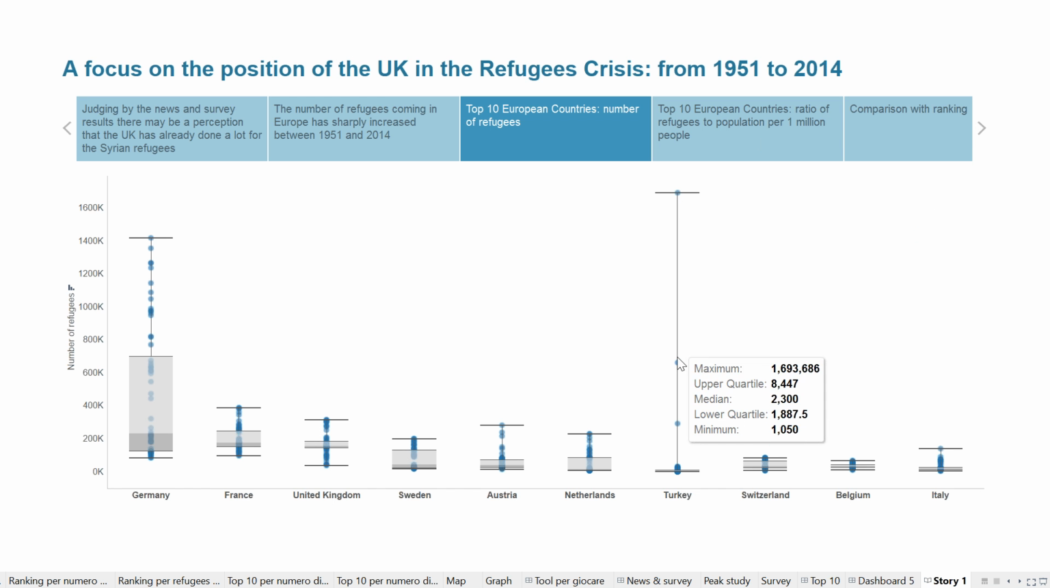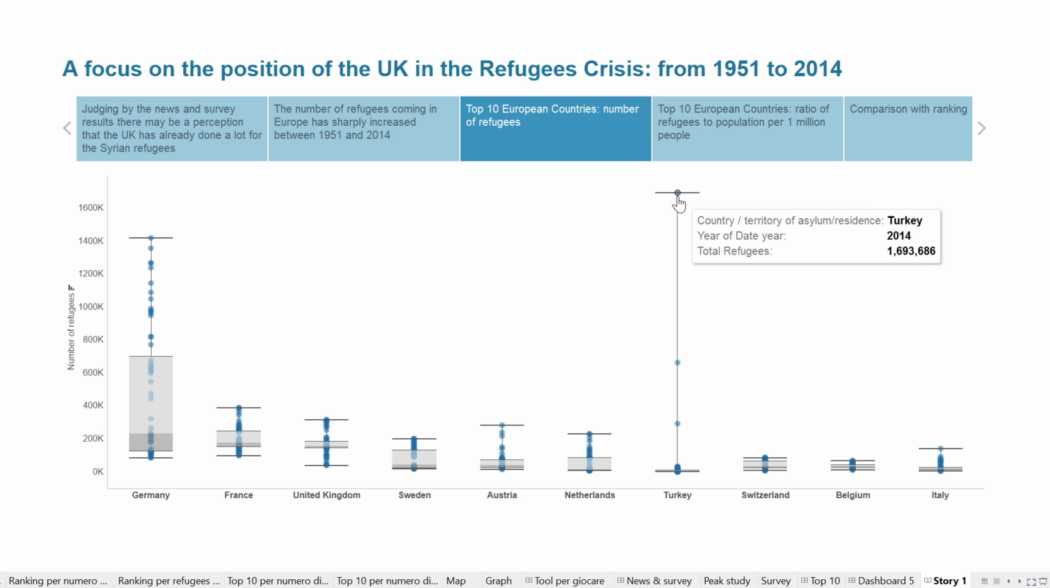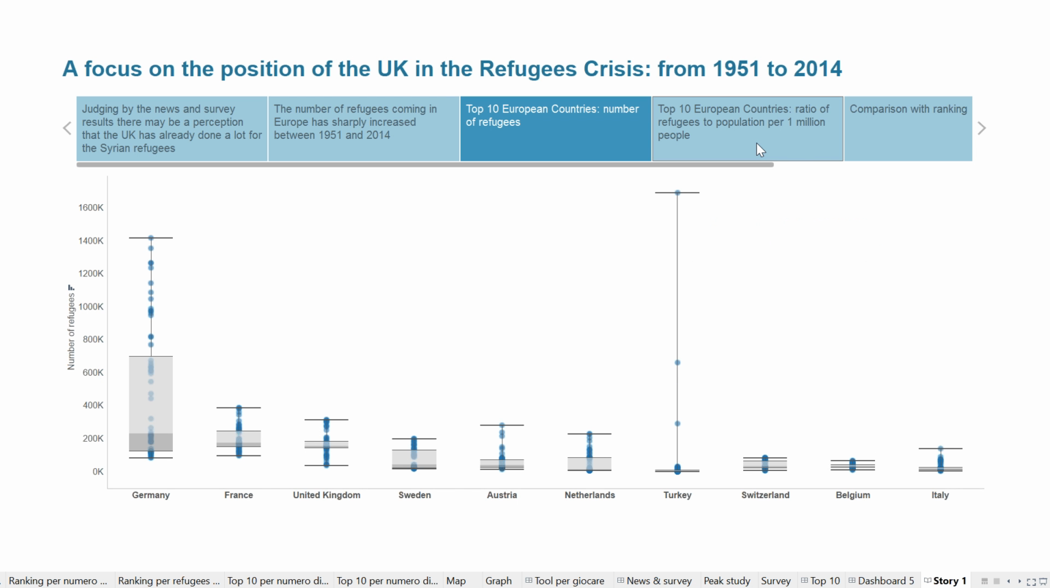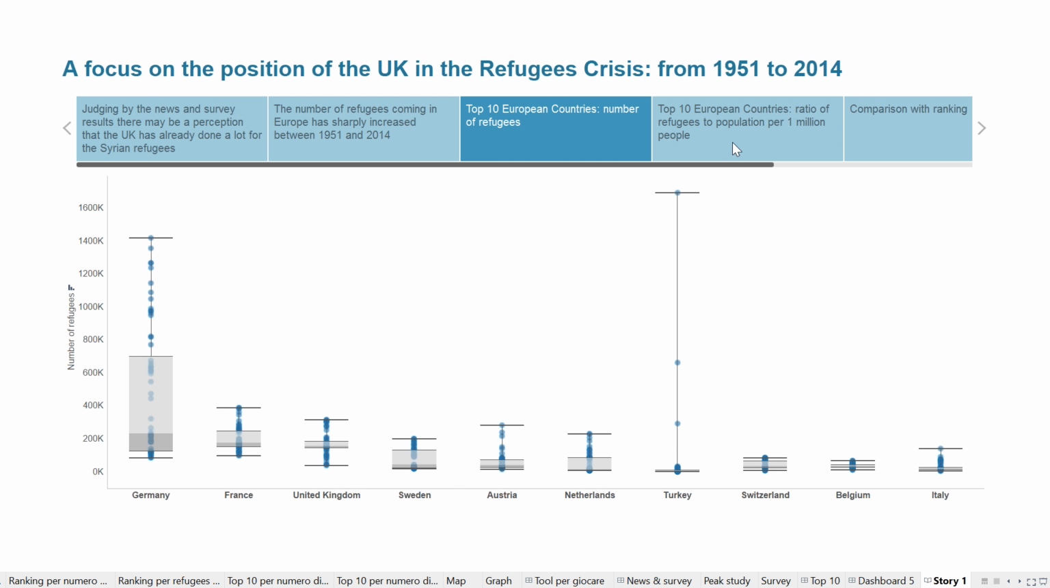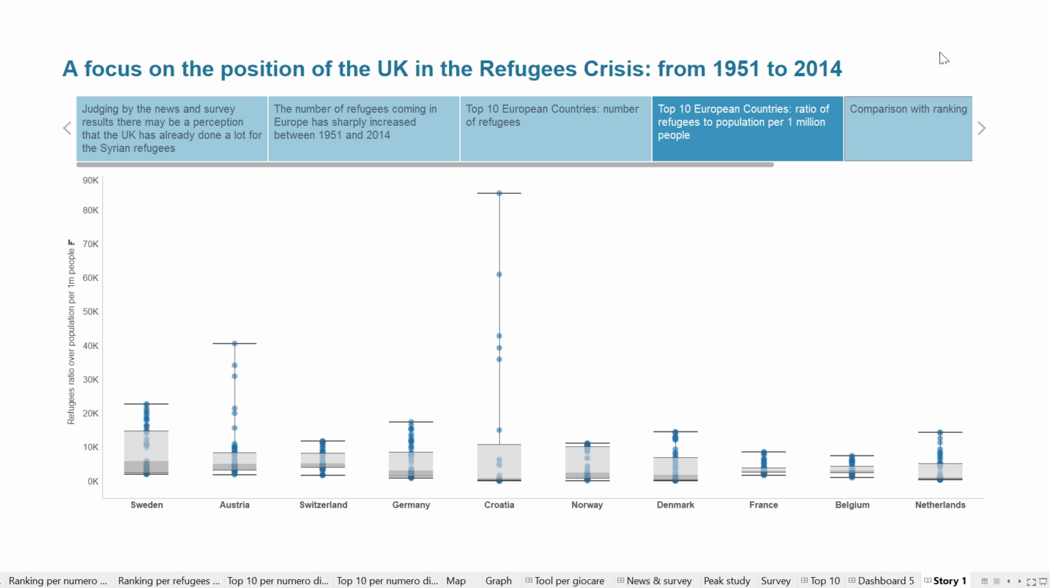Okay, Turkey has these peaks because of the war in Syria. And what do the dots mean on here? Are those the countries they're coming from? The dots basically are the number of refugees by year. Okay, so each dot represents a year. Okay, yeah. Okay, gotcha. I calculated then the ratio of refugees to population for 1 million people to adjust that value.